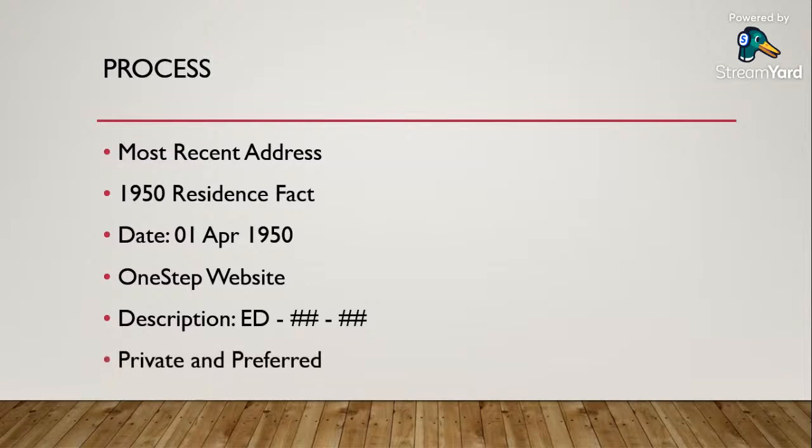That fact was private and preferred. Private meaning that nobody could see it if they went to an Ancestry member tree and looked, and preferred so that the reports that I can generate based on April 1st, 1950, it shows up on the report as preferred, and it is private again. And I will tell you what I do from there.